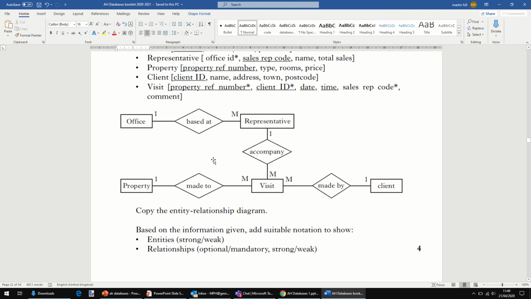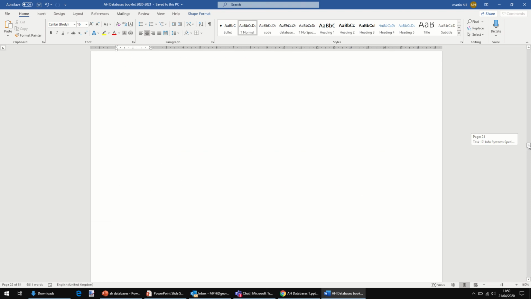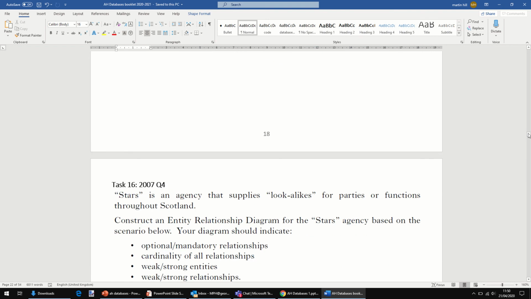What you'll also see is sometimes instead of the crow's foot, you just see a 1 and an M for one and many. And you'll also see, although it's not shown here, weak entities shown as entities with a double outline. Okay, and the relationship, rather than a dotted line, they show it with a double outline around the rhombus. So just be aware of that. The older questions have that sort of notation.